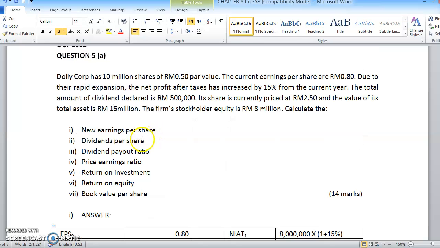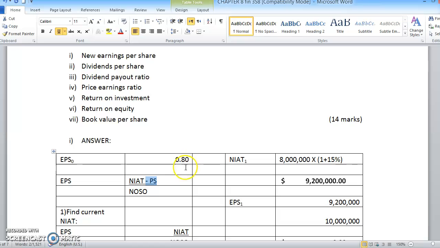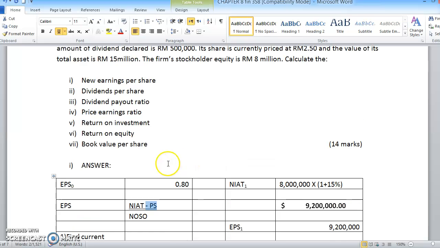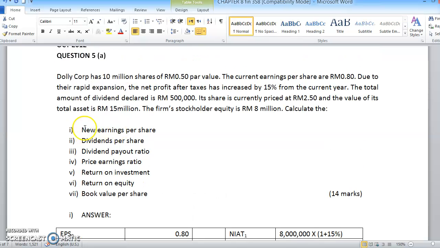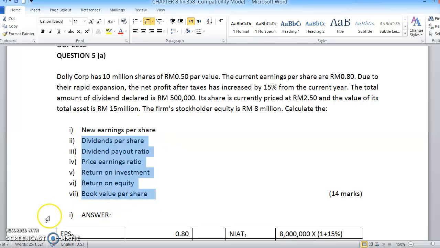Okay, but for this question, it doesn't have any preferred stock dividend available. So boleh bahagi terus net income after tax divide by number of common stock outstanding. Okay, so this is the way you answer this new EPS. Okay, so the rest I will explain later in the next video.